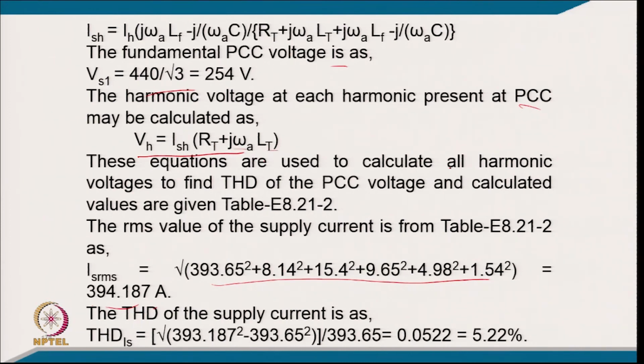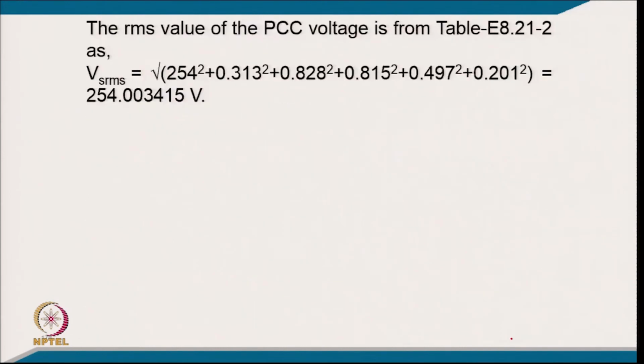These equations are used to calculate the harmonic voltage at PCC, which are given, and you can have the total RMS current going into the supply system, and the TAD of the supply current is only 5.22%. And the RMS value of the PCC voltage is calculated from all these harmonic voltages plus the fundamental.